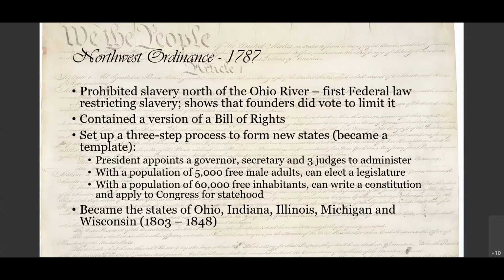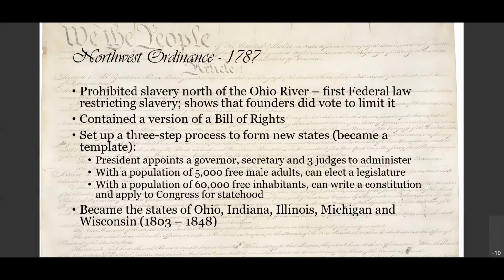And it set up a three-step process to form new states, which became a template for other states to be added. First, the president appoints a governor, a secretary, and 3 judges to administer the territory. Then, as the population grows, because generally these territories were not very settled at first, when the population reaches 5,000 free adult males, they can elect a legislature and start to make their own laws for the territory. And when the population reaches 60,000 free inhabitants, they can write a constitution and apply to Congress for statehood.